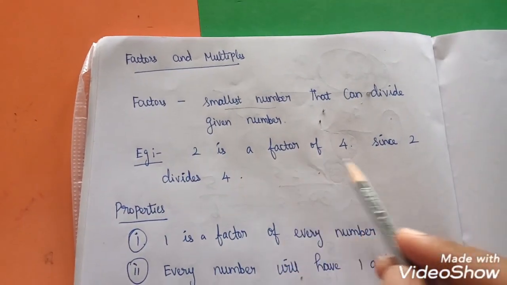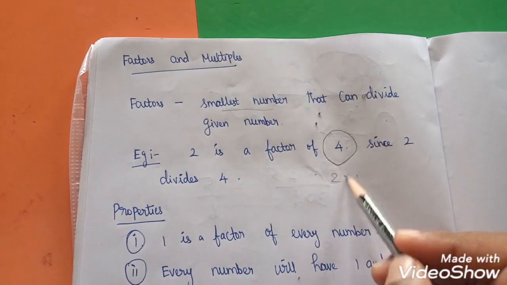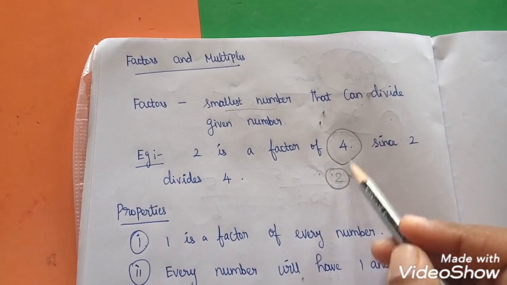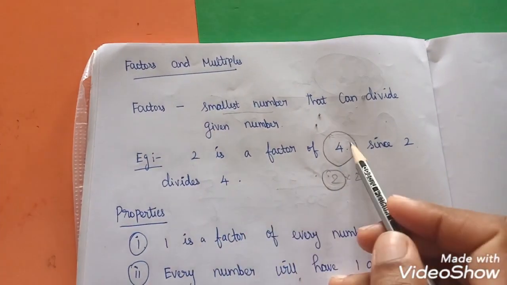So let me see. So 2 is a factor of 4. Why is 2 a factor of 4? Because 4 can be written as 2 into 2. That means 2 can divide 4. So that's why, since 2 divides 4, we can say that 2 is a factor of 4.